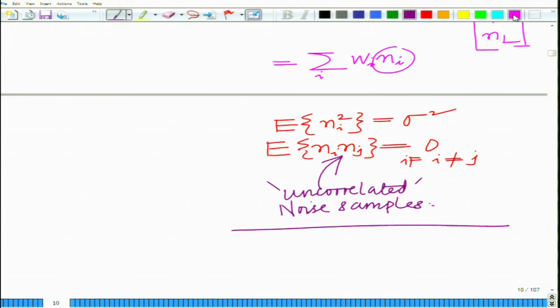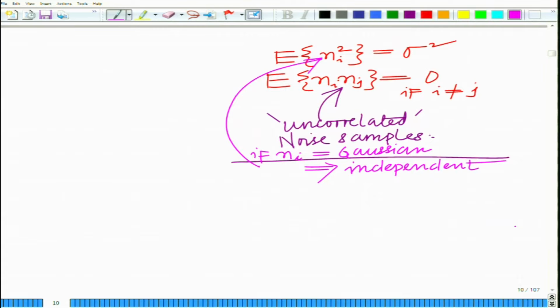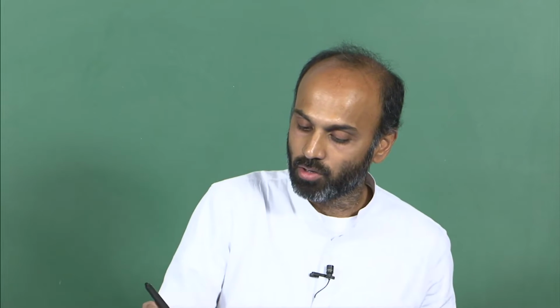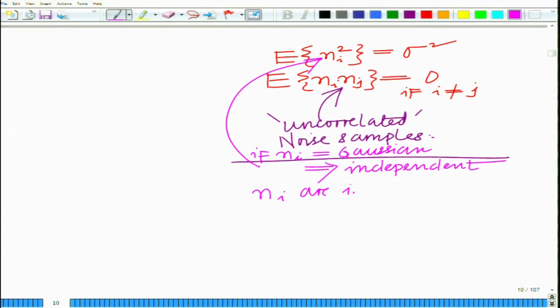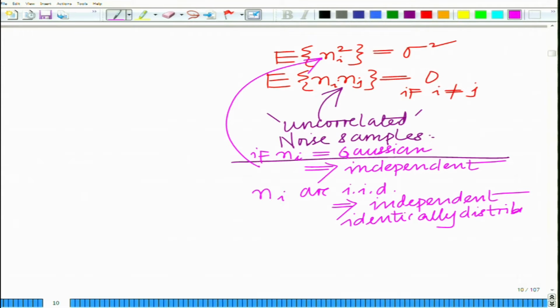In addition, if the Ni are Gaussian, then uncorrelated implies that they are also independent. However, this does not hold for non-Gaussian noise samples. Typically, the Gaussian samples are assumed to be additive white Gaussian, which means that the noise samples at the different antennas are independent and identically distributed. Identically distributed in the sense that they have 0 mean and identical variance sigma square. So we say the noise samples Ni are independent and identically distributed, okay.